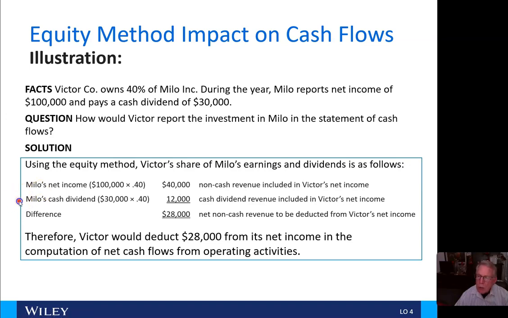And then Milo's cash dividend, 40% of $30,000, which is $12,000. That cash dividend revenue is included in Victor's net income. So that difference of $28,000 net is the non-cash revenue to be deducted from Victor's net income. Therefore, Victor is going to deduct the $28,000 from its net income in the computation of net cash flows from operating activities.